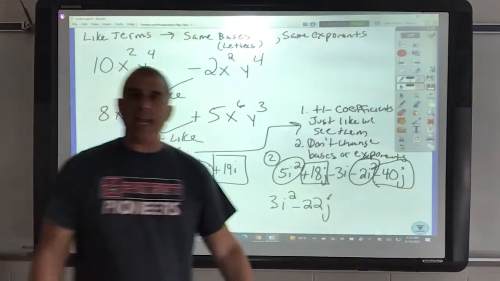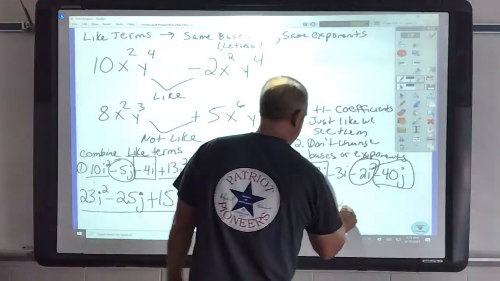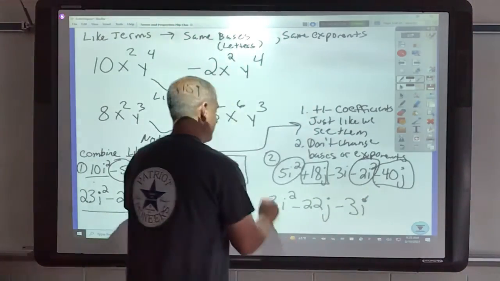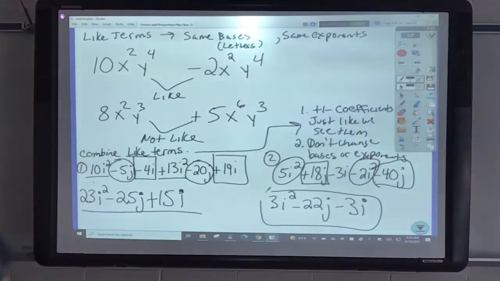I got negative 3i. Now notice, there's no other 3i term. So what I do is I just drop that down, just like that. And that becomes my answer. So if you don't have anything to combine, just drop it down as it is.